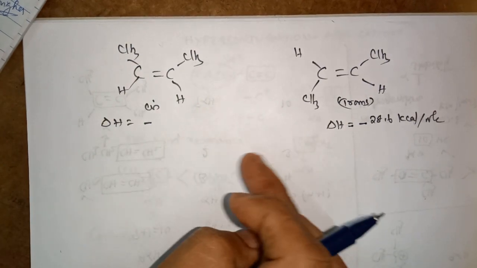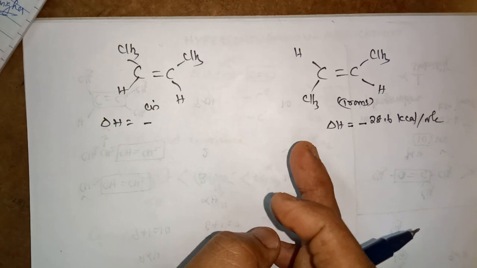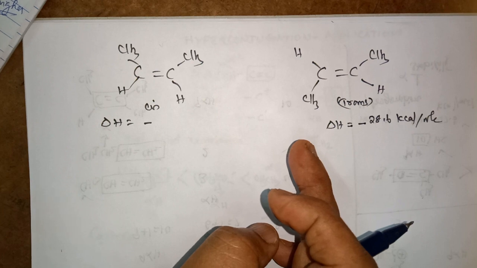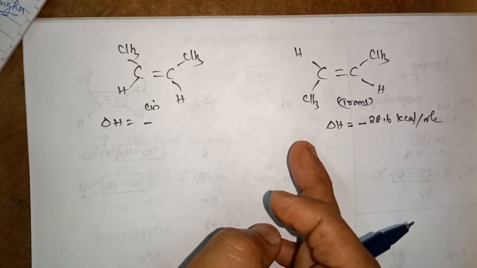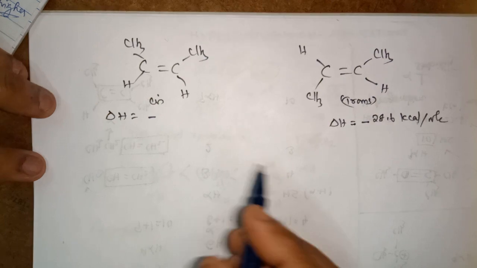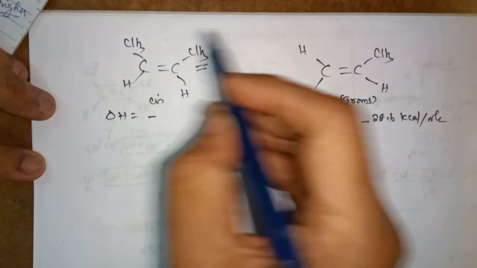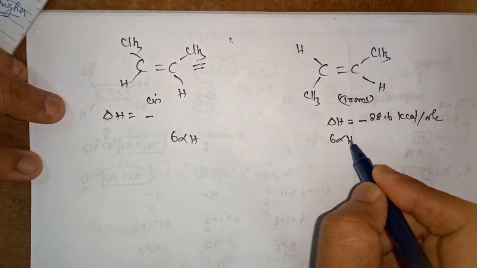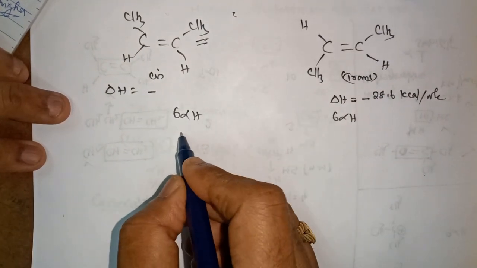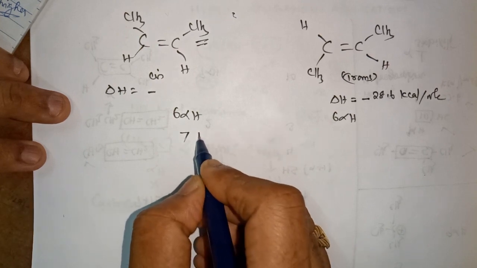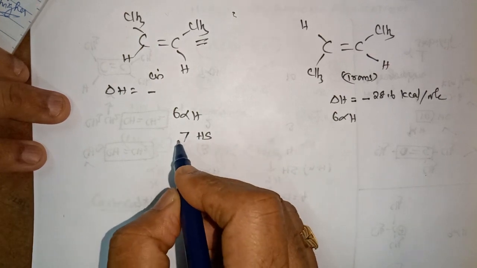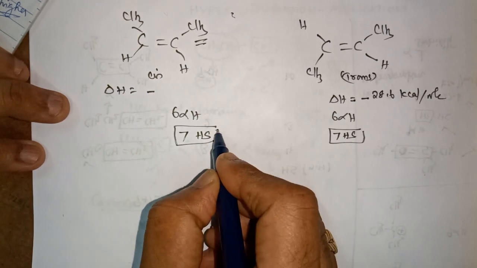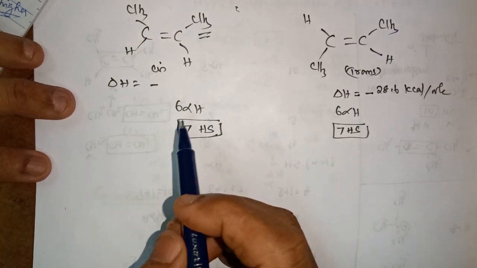We want to compare both of these, whether cis has higher stability or trans has higher stability. To know this, we compare the alpha hydrogens: 3 plus 3, so 6. This also has 6 alpha hydrogens. The number of alpha hydrogens is the same. How many hyperconjugative structures does it have? 7. Both have 7 hyperconjugative structures.